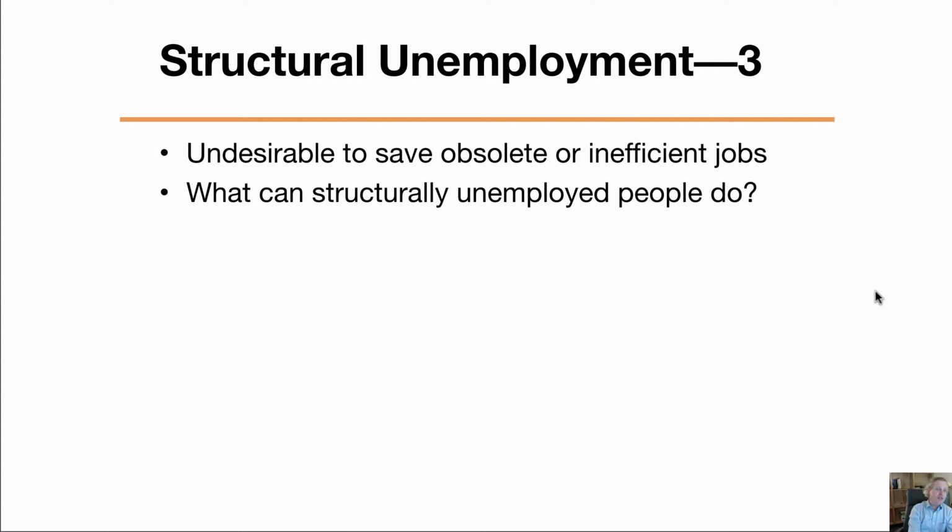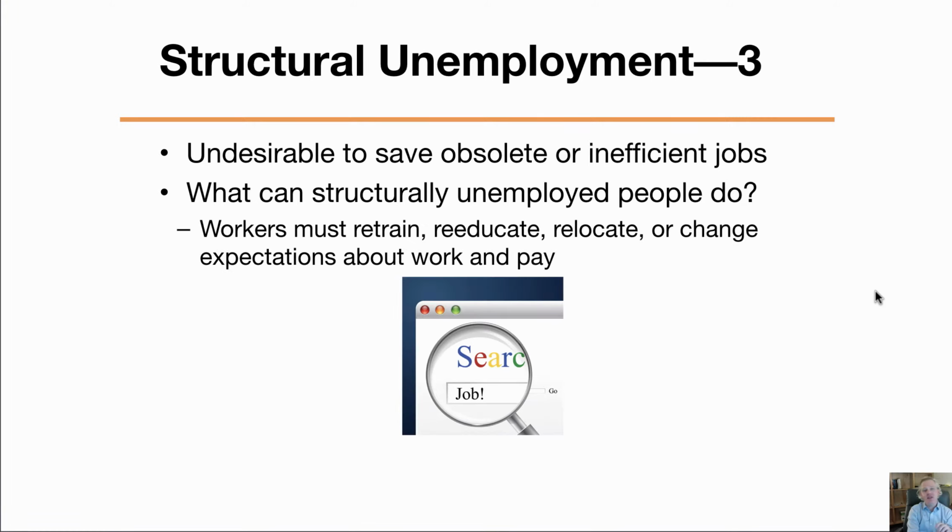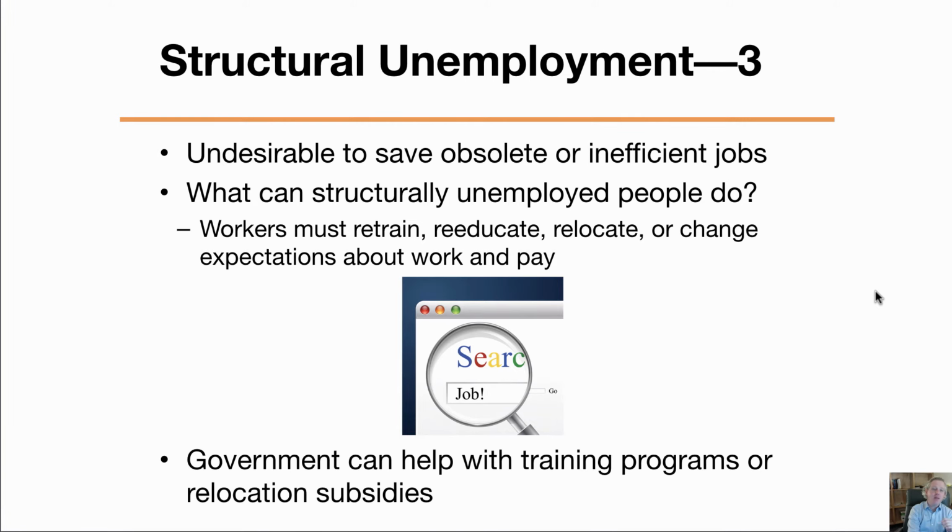So what do we do about structural unemployment? It's not that it's a good thing. It's still a bad thing. Well, workers who are in these industries, where either the entire industry becomes obsolete or a particular company within an industry becomes obsolete or inefficient or is outcompeted, must retrain. They have to re-educate. They'll have to relocate at times, and they might have to change some of their expectations about work and pay. And government programs can come in and help with those different types of training programs, relocation subsidies, things that help people get back to work when there are major structural changes in different industries.